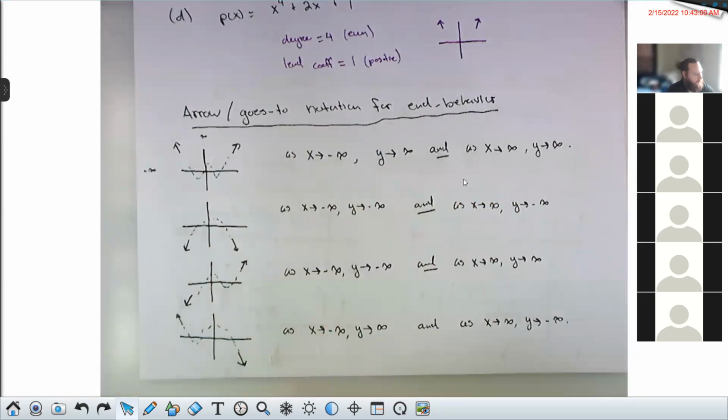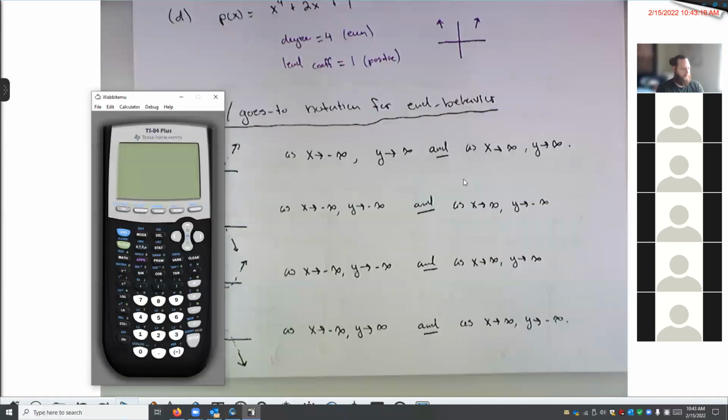This notation is evocative of something called a limit that you will learn about in calculus if you choose to take it. But it is a simplified version that we use just here to talk about how the graph looks for very, very large values of x. Okay.